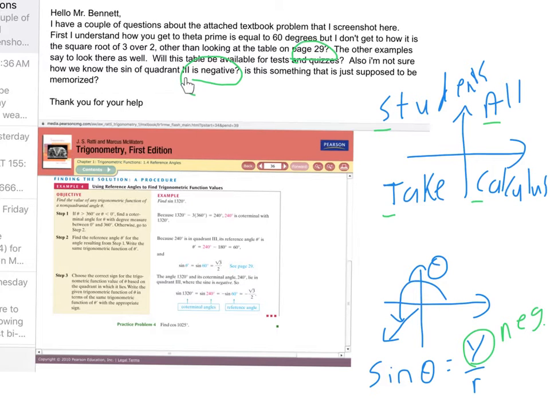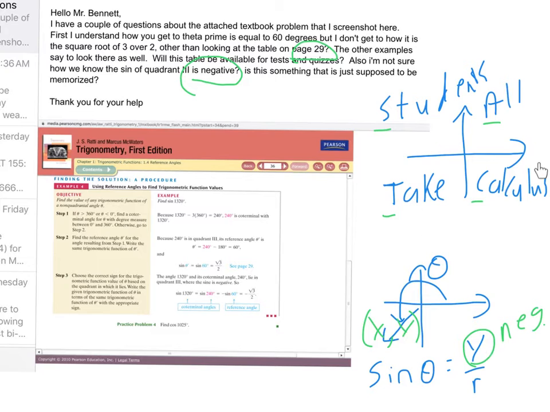Your other question is, how do we know the sine is negative in quadrant 3? Well, a couple ways you might do that. Sine of theta is y over r. R is always positive. We're in quadrant 3 here. Since you're in quadrant 3, y is going to be negative. If you have an ordered pair here in quadrant 3, x and y, you're going to the left and down, and so y is going to be negative. So sine, yes, it's negative in quadrant 3.